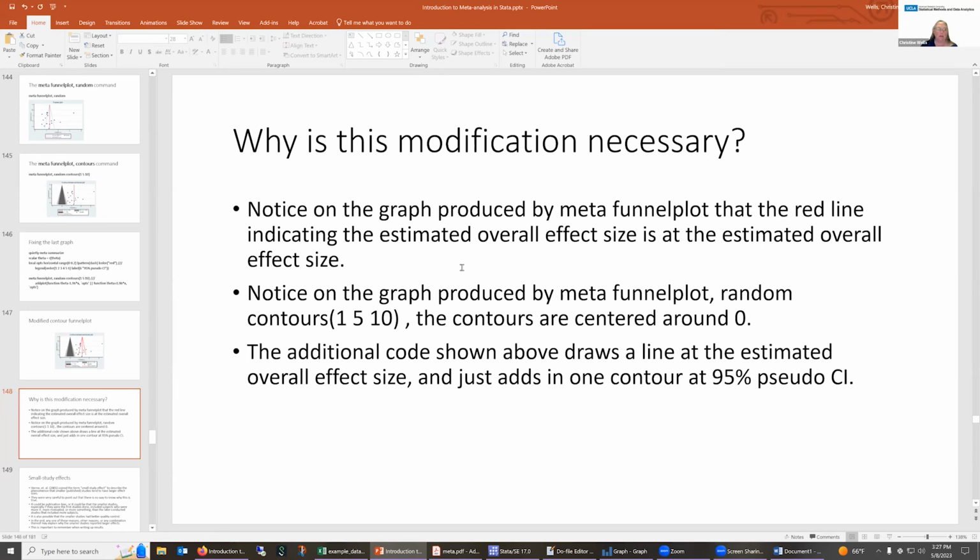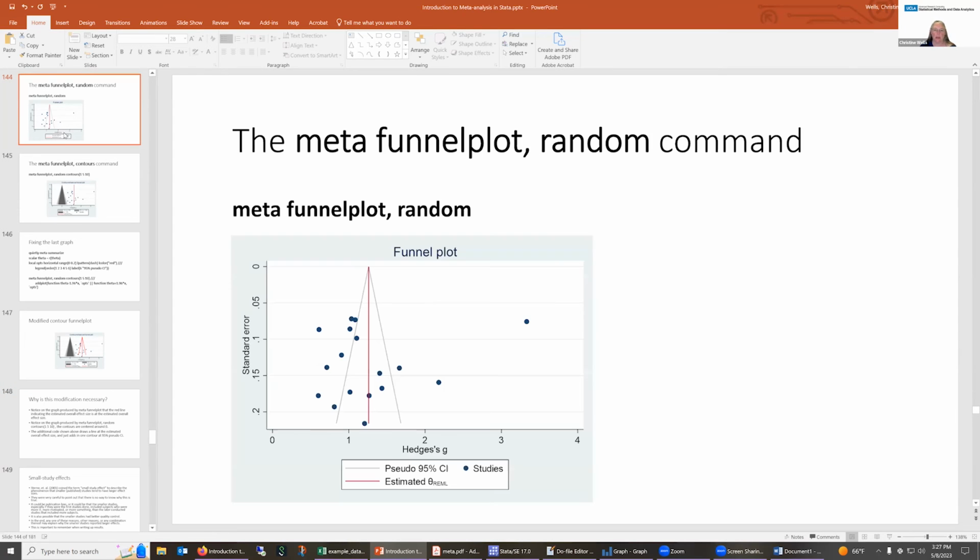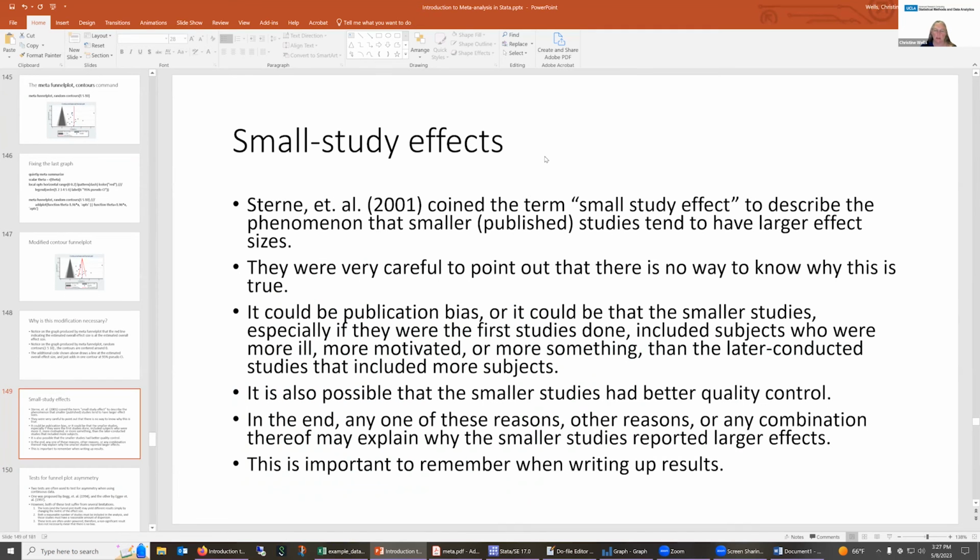But the idea for the funnel plots here, let's just go back to this, is that you don't want to see these gaps here. And we need to go talk about these gaps in my data here. And we're going to do that in just a minute after we talk about small study effects. Stern and some friends here coined the term small study effects to describe the phenomenon that smaller published studies tend to have larger effect sizes.